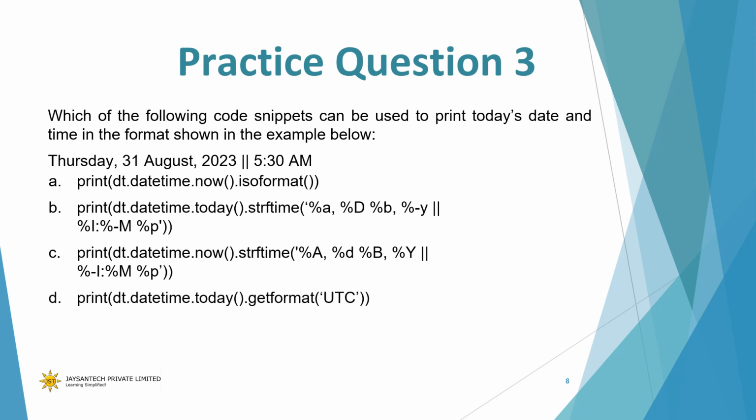Next option D, datetime.today().getformat(). See, you cannot call a method upon a method. And again, there's no method called getformat. So D is wrong. So the answer is option C.